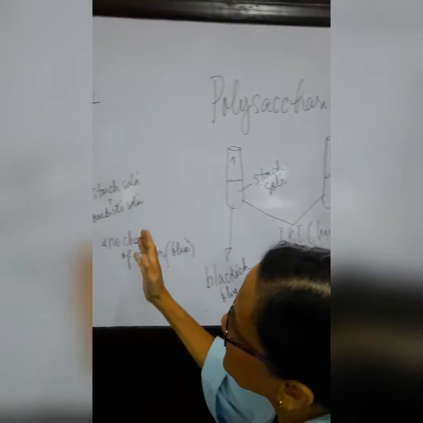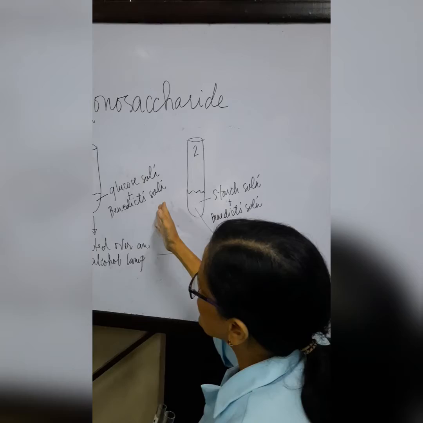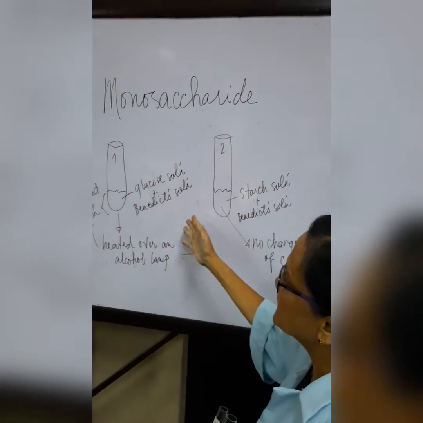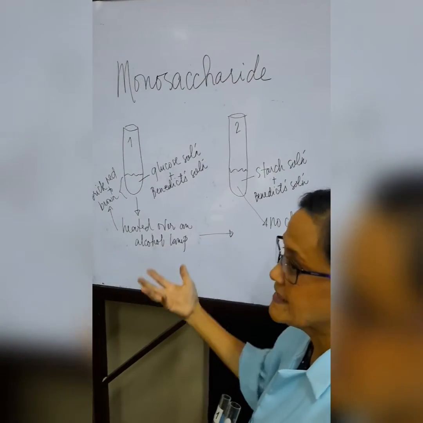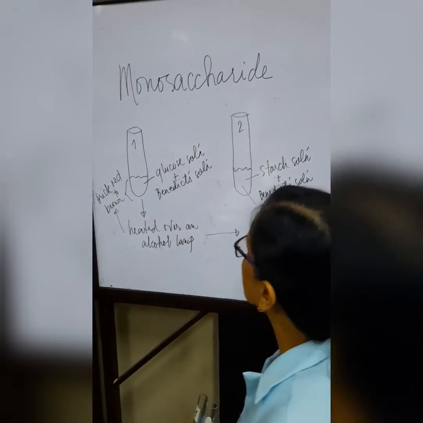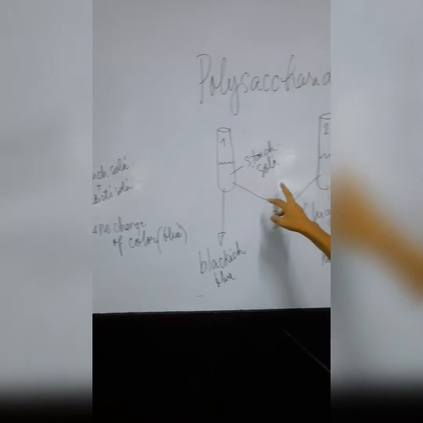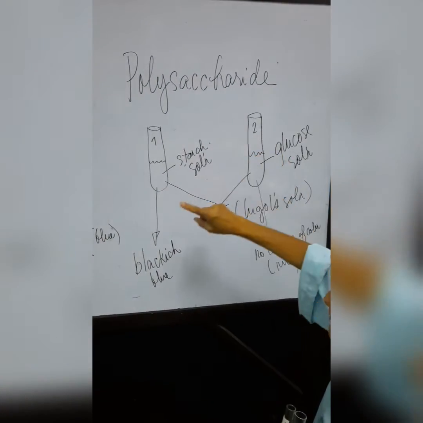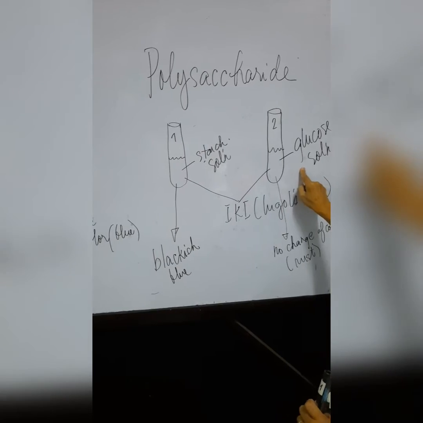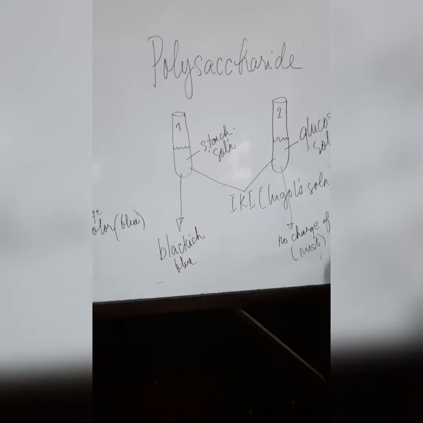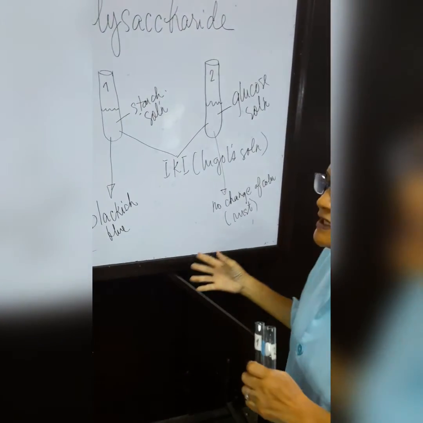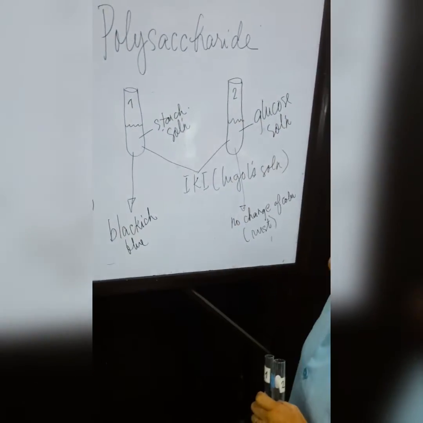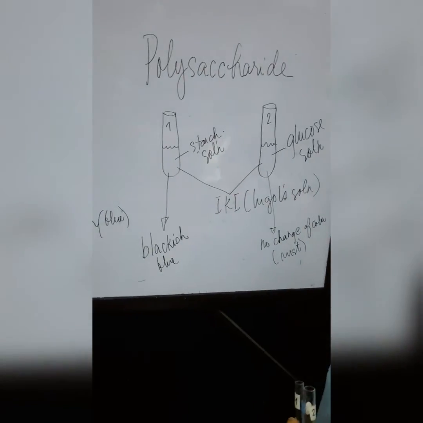In the monosaccharide, with the glucose solution plus the Benedict's, it gives off a positive result. We need to say positive for carbohydrates. Also, here in the polysaccharide, with the glucose solution plus the IKI, it gives off a negative result. There is no change of color, meaning negative for polysaccharide or negative for carbohydrates.